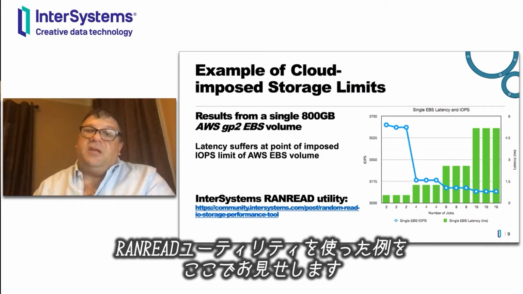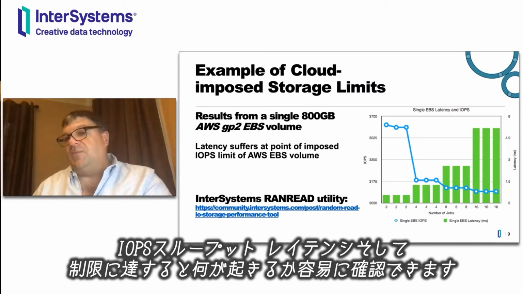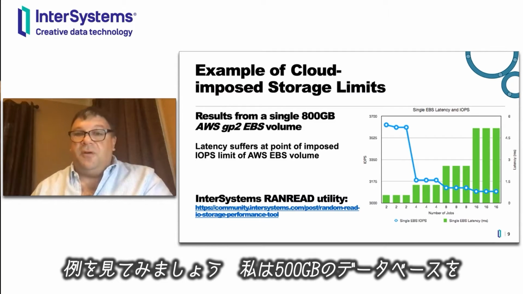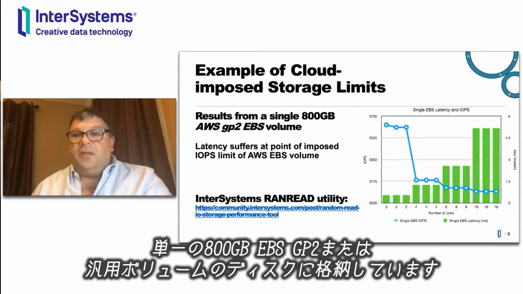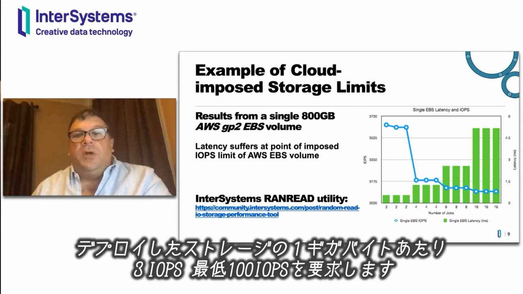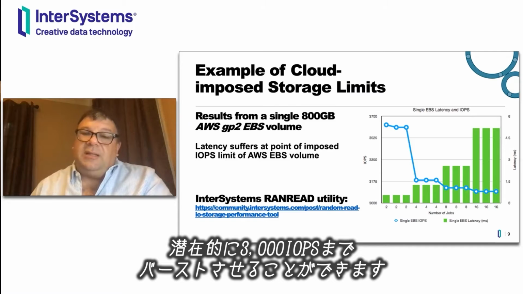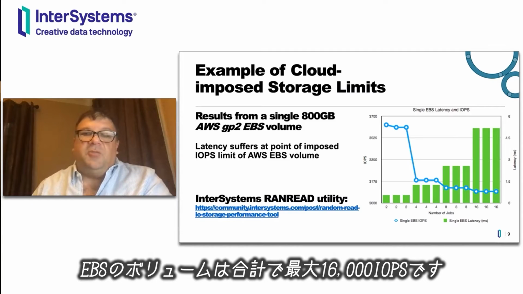To demonstrate this a bit more, I have an example here using our RAN-read utility, which is available on our developer community website to easily demonstrate IOPS throughput, latency, and what happens when we reach a limit. In this example, I have a 500 gigabyte database residing on a single 800 gigabyte EBS GP2 or general purpose disk volume. AWS limits imposed on any device is 3 IOPS per 1 gigabyte of deployed storage with a minimum of 100 IOPS. However, for these EBS volumes less than 1 terabyte, they can potentially allow you to burst up to 3,000 IOPS. Just on a side note, EBS volumes have a total maximum of 16,000 IOPS.